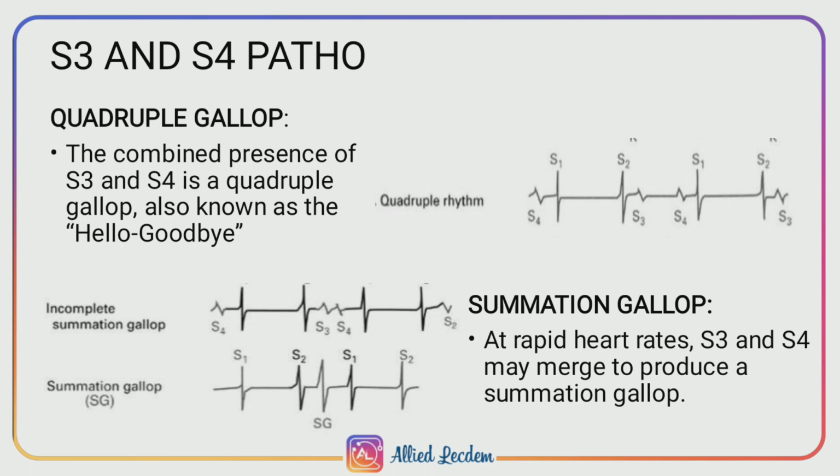Quadruple gallop. You can see a quadruple rhythm. The combined presence of S3 and S4 is a quadruple gallop, and this sound is heard as ta lub dub ta, ta lub dub ta. Summation gallop. This occurs during tachycardia, where S3 and S4 may merge to produce a summation gallop. Here the ta sound will be high pitched, like lub dub ta, lub dub ta.